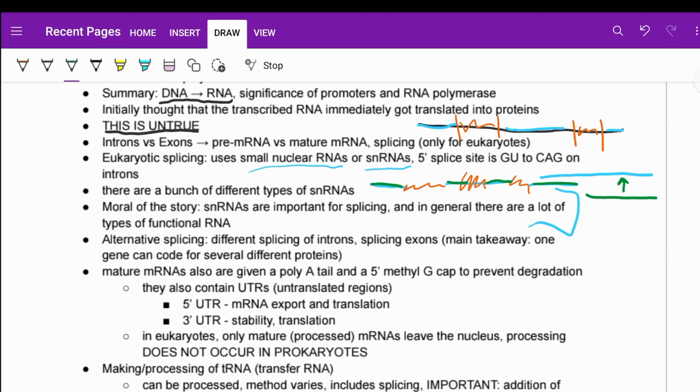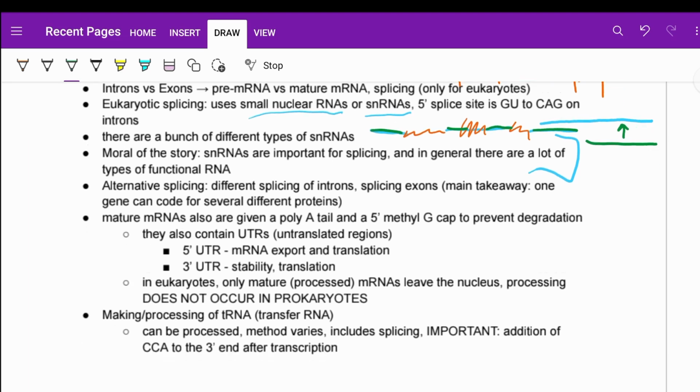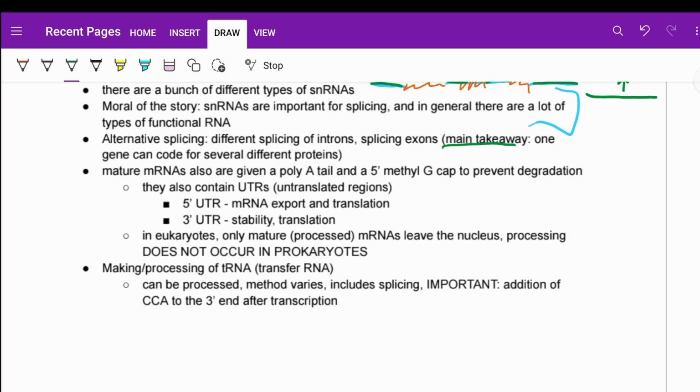And then this green piece will create a different protein than the blue piece because it has different code in it than the blue piece. That's kind of the gist of alternative splicing. And the main takeaway of this is one gene can code for several different proteins.